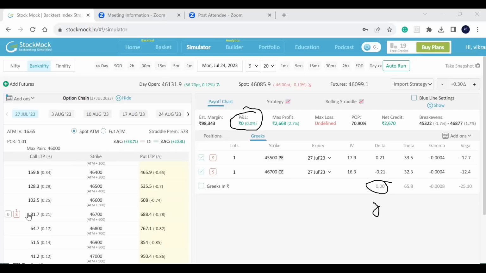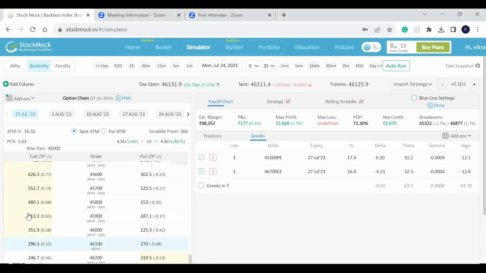We will adjust when the difference between the deltas becomes 0.20. Currently it is 0 because we have chosen the same delta. Focus here and here. So let us start running every 15 minutes. Look at this, is there any big delta difference? No, right? Small difference. Small profit is starting. So let us keep running it. Look at the delta, not much difference.